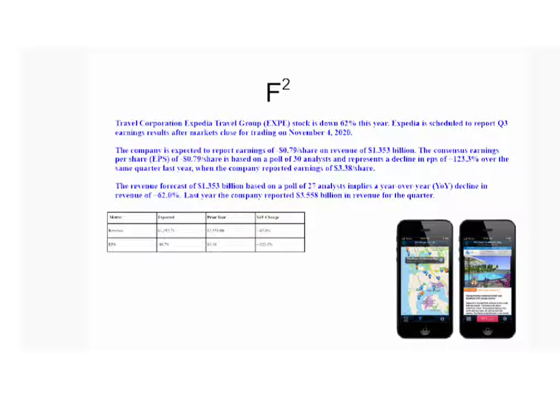A little FYI, what is the effect of the COVID on the stock market? One example is Expedia Travel Group, which is down 62% this year, based on $1.353 billion worth of gross business. The analysts are, however, predicting that Expedia will rebound in the spring of 2021. So we'll see if that's true or not.